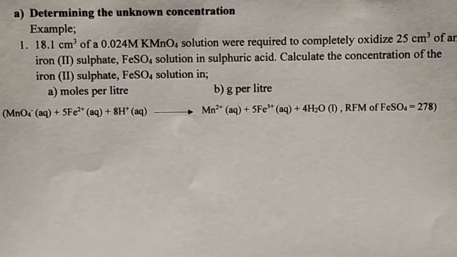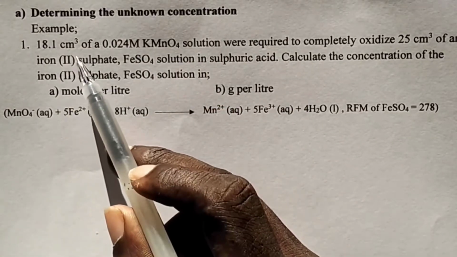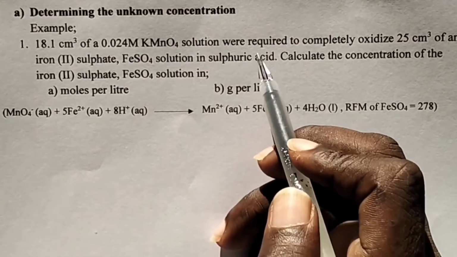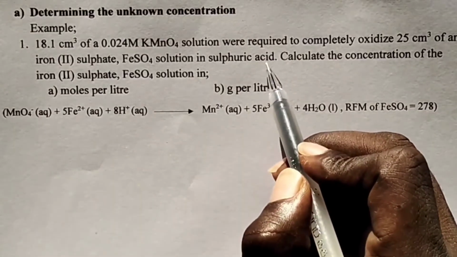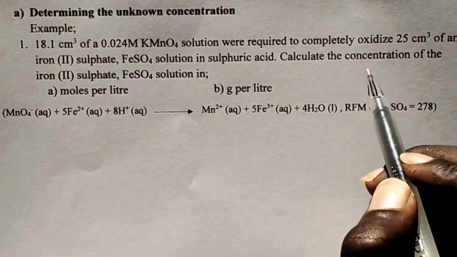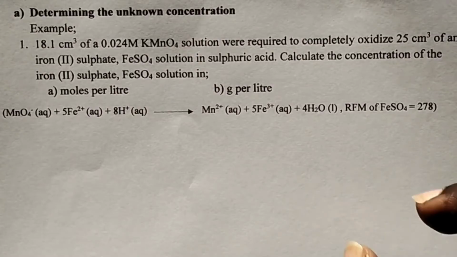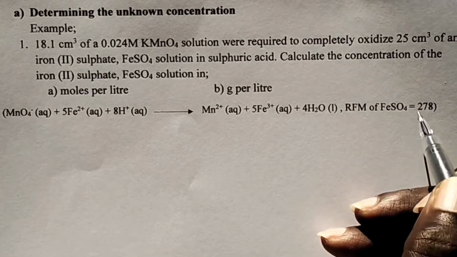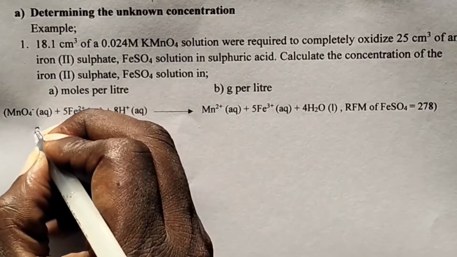Let's go to the first aim of redox titration, determining the unknown concentration. Example 1. We are told 18.1 cm³ of 0.024 M potassium manganate(VII) solution were required to completely oxidize 25 cm³ of an iron(II) sulfate solution in sulfuric acid. We are asked to calculate the concentration of the iron(II) sulfate solution in moles per liter in part A, and in grams per liter in part B. We are given the ionic equation and also the RFM of hydrated iron(II) sulfate, which is 278.